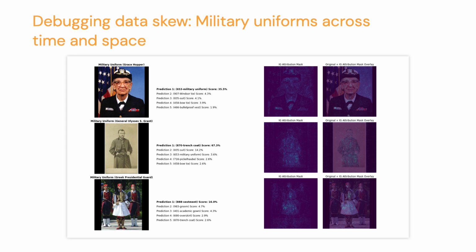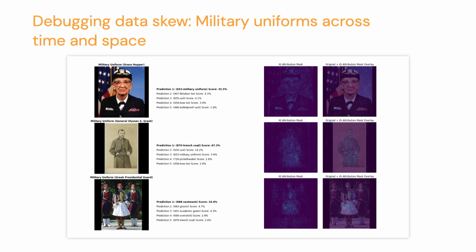Inception V1 correctly classifies the top image of United States Rear Admiral and computer scientist Grace Hopper under the correct class, military uniform. From visual inspection of the feature attributions, you can see that IG correctly highlights pixels around the shirt collar and tie, military insignia on the jacket and hat, and various pixels around her face.